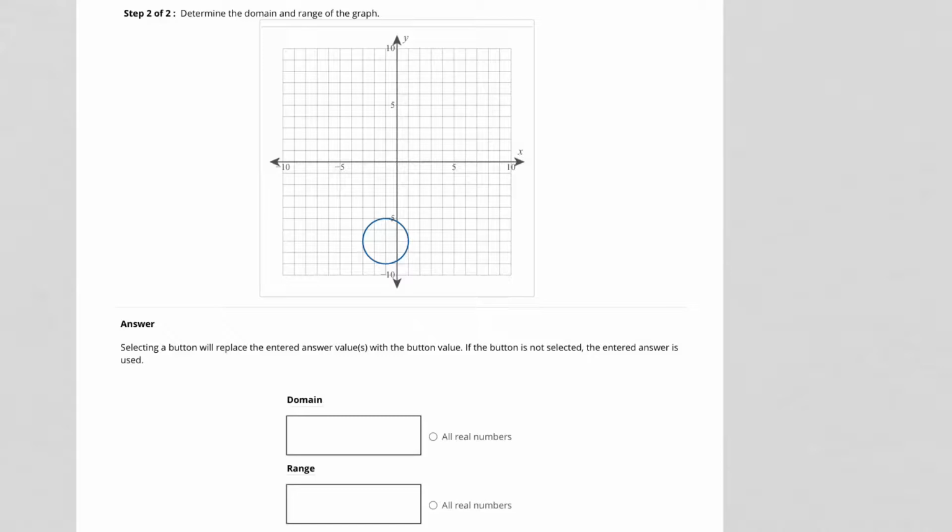Domain, we're looking at our x values, so left to right. This left-hand value is negative 3. The right-hand value is 1. There are points there, so it'll be bracket, negative 3, comma 1, bracket. When you look at your range, you're looking from bottom to top. That is negative 9 on the bottom, negative 5 on top. Again, there are points there, so our range is negative 9, comma, negative 5, close brackets.